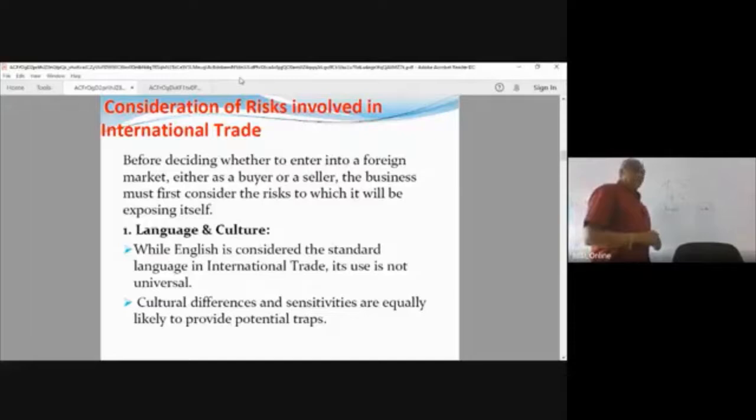One of the risks we can talk about is language and culture. What do you mean by language and culture? What is the most common language in LCs, as a standard language for LCs? English. Yes. English is the standard language for LCs. But do all the banks in the world use English? Yes or no?